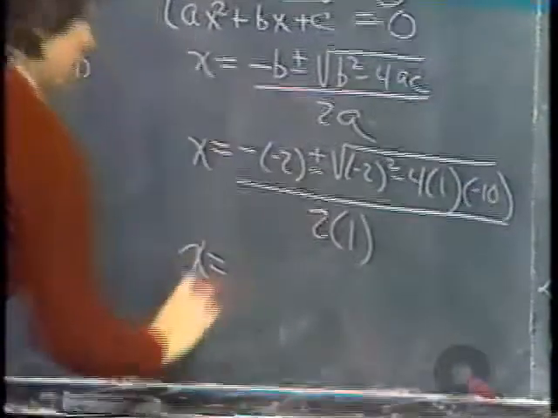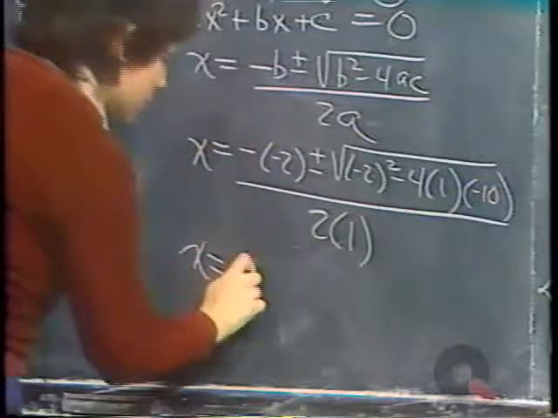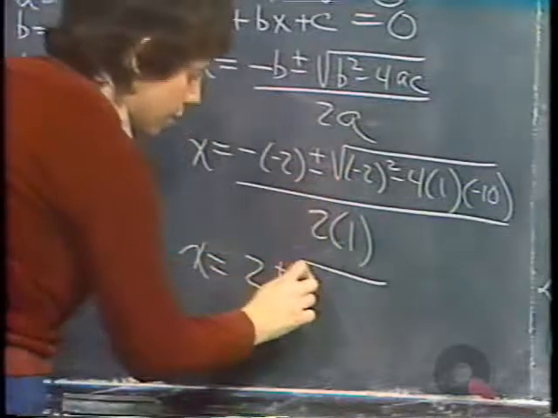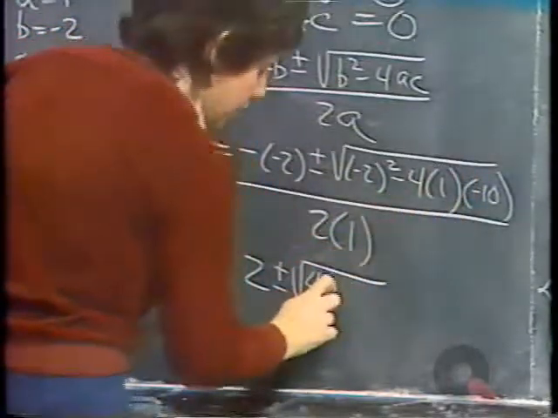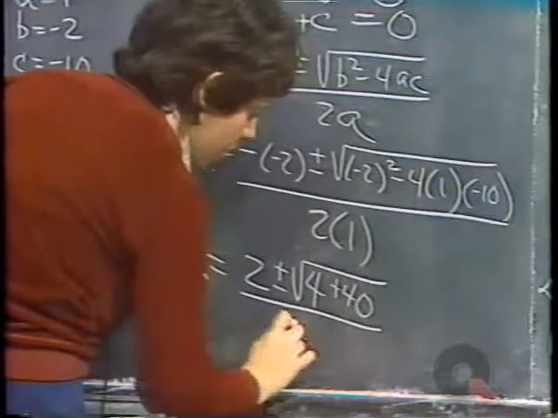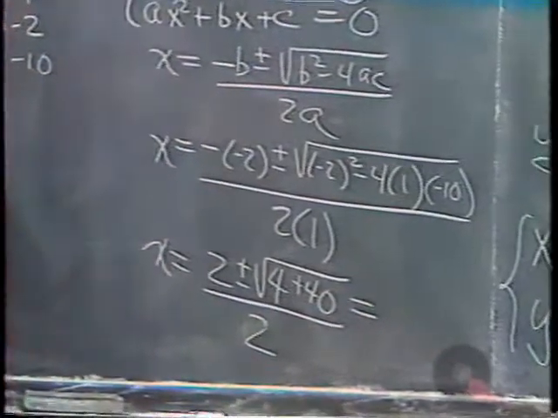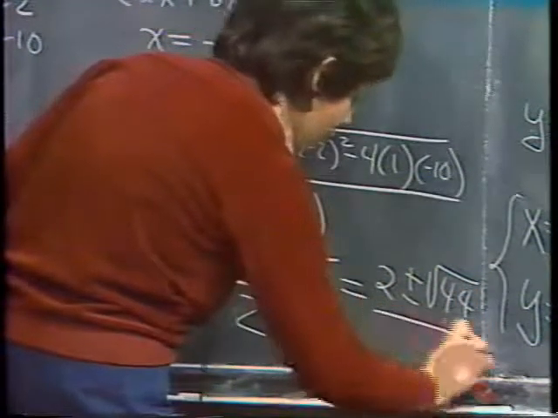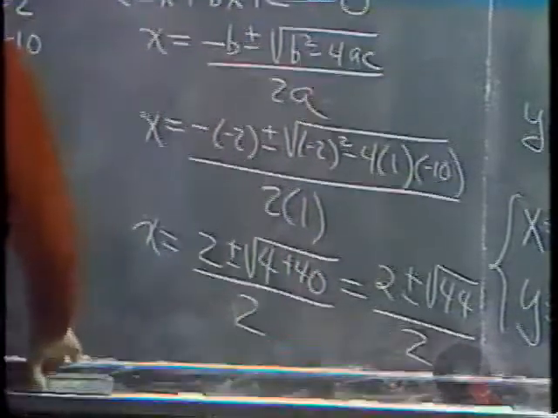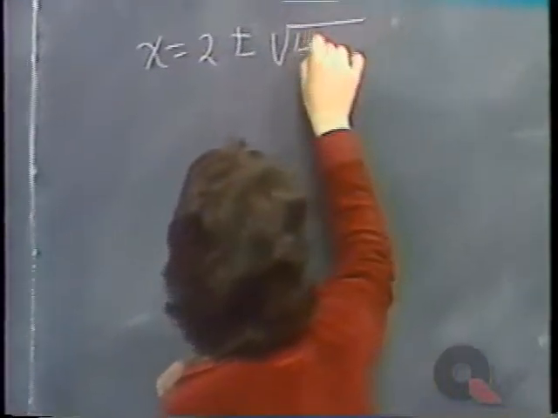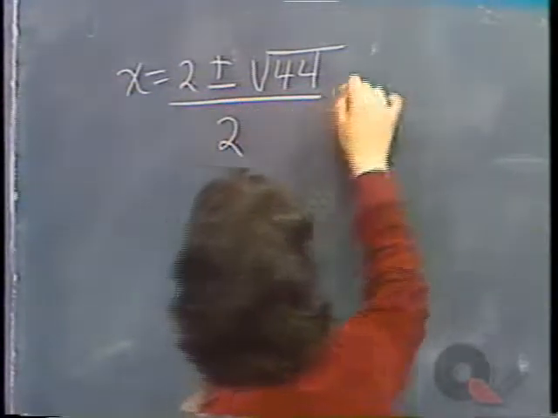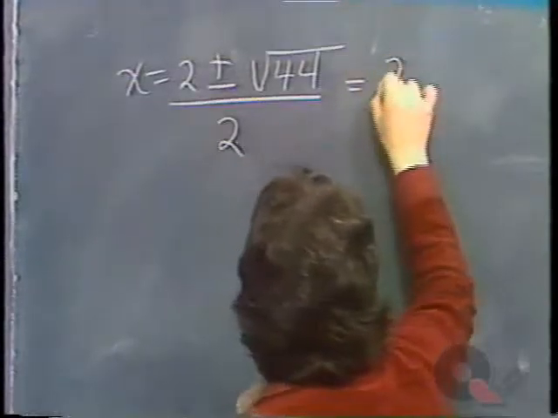Okay, we get minus a minus 2, that's plus 2, plus and minus the square root of minus 2 squared, that's 4, minus 4 times minus 10, that's plus 40, all over 2, which gives us 2 plus and minus the square root of 44 over 2. We can do a little simplification on that. We see x equals 2 plus and minus the square root of 44 over 2.